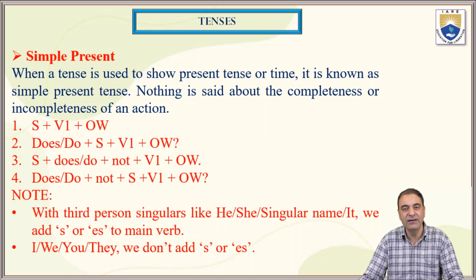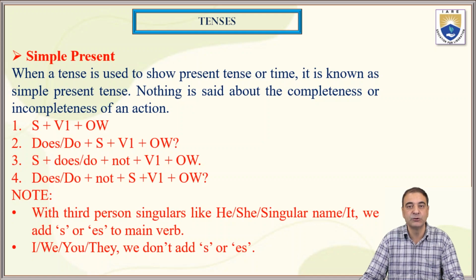We know only one thing, that the time of an action is present. That's why we call it simple present. And in simple present, we have the main structure: subject plus verb in first form plus other words. That's the main structure. And here, we make questions with helping verbs like do, does, plus subject, plus verb in first form, plus other words. And how we make negatives is like this: subject plus do, does, plus verb in first form, plus other words.